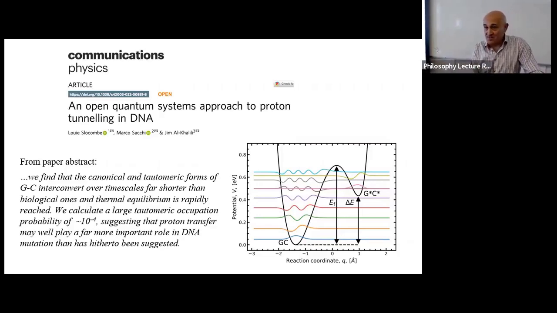This is the first time anyone's done an open quantum system calculation. People have used density functional theory and various approximate chemistry techniques, or they've used WKB approximations or whatever, and they get very small probabilities. Even though we're using a Caldeira-Leggett model, which comes with various assumptions and simplifications, like the fact that it's Markovian, the environment is ohmic, and it's a high temperature approximation, which actually is fine for biology, nevertheless, it suggests that the tunneling probability is much higher than people had thought before.